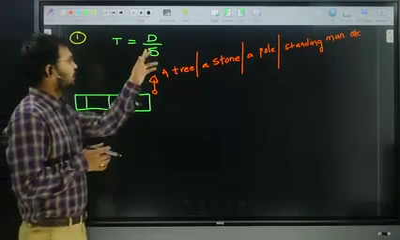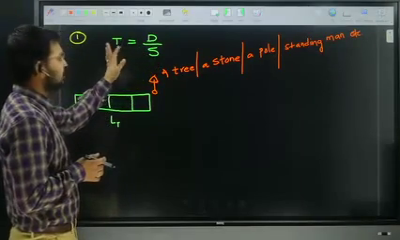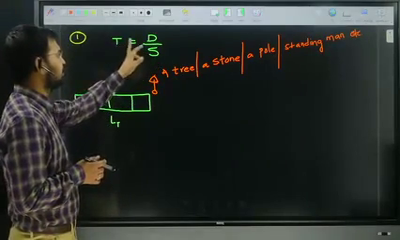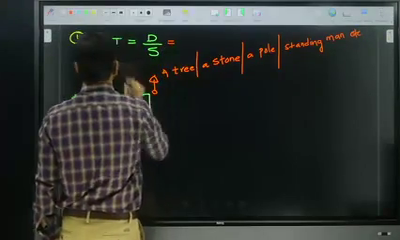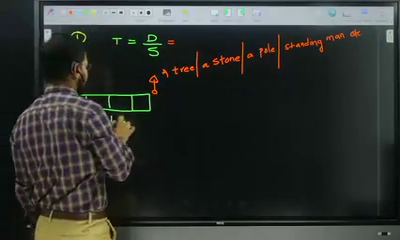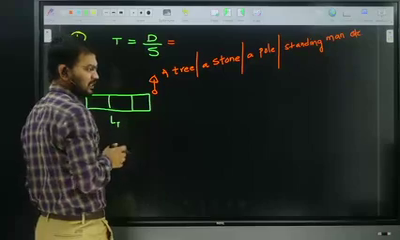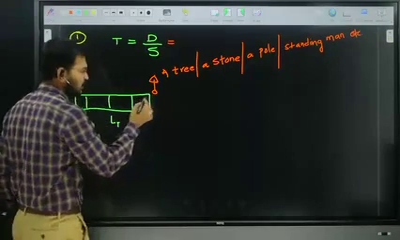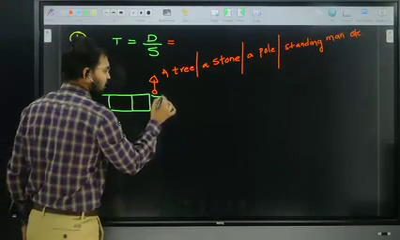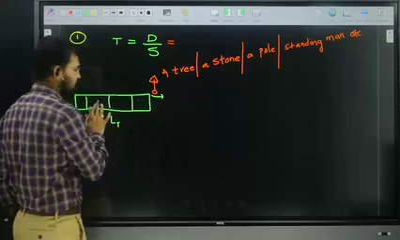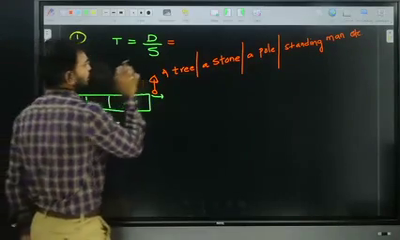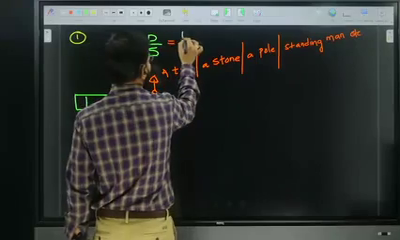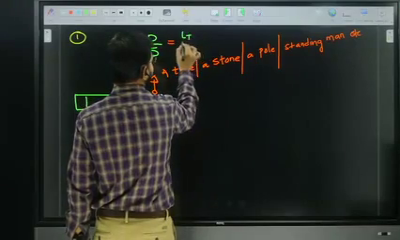That is the reason whenever they're asking the time taken, time is nothing but distance by speed, and distance is nothing but the length of the train itself. The train covers the distance from the first bogie to the last bogie. So distance is nothing but the length of the train itself.